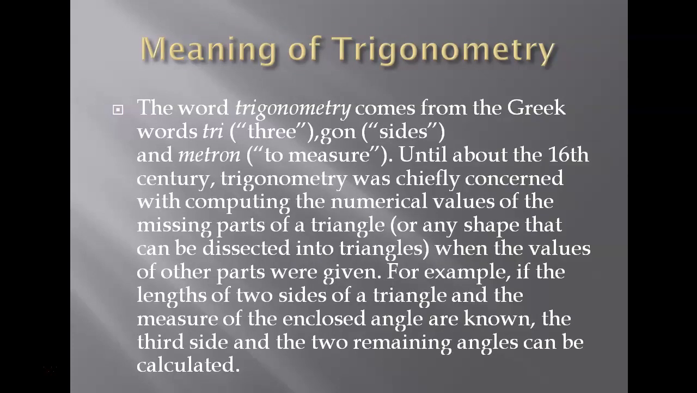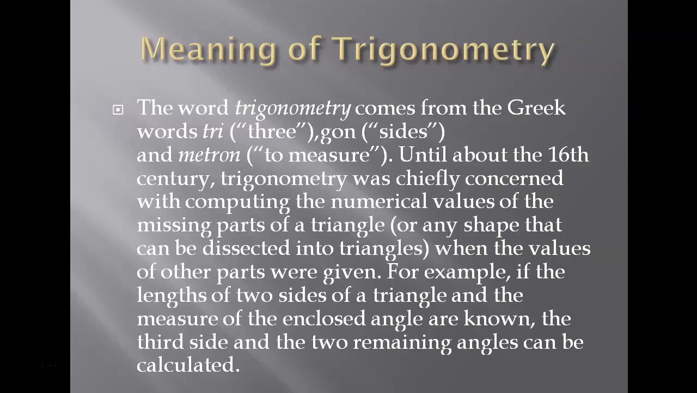Let's start this chapter. First of all, I will explain the meaning of trigonometry. The word trigonometry comes from the Greek word. We can break this word either into two parts or three parts. Here I break it into three parts. The first is tri, that is three, gon, that is sides, and metron, to measure. Three sides to measure. In a triangle, we have three sides and three angles, so we can find out any side, any angle. In this way, we call it three sides to measure.